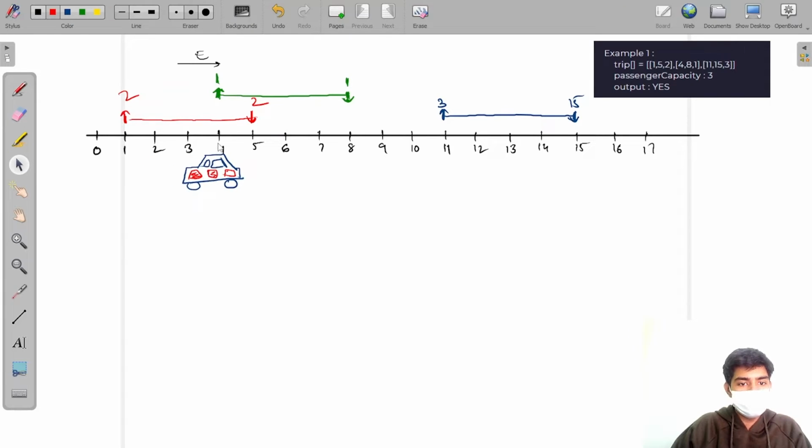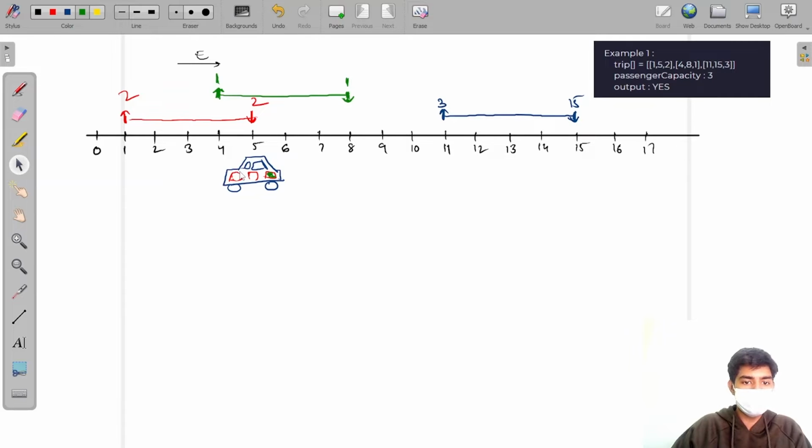Now at 4, I'm at this 4 position, I also pick up one more passenger here, right? I've picked up one more passenger, and my car is still traveling forward, right? It is going to travel forward. But when I'm at 5, I drop off two passengers, right? When I'm at 5, I drop off two passengers.